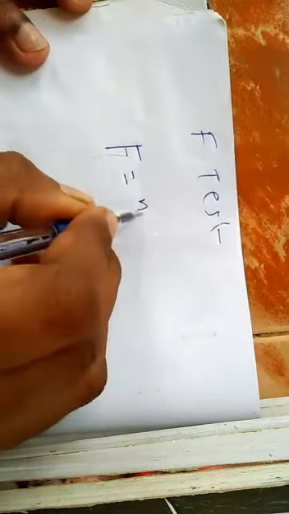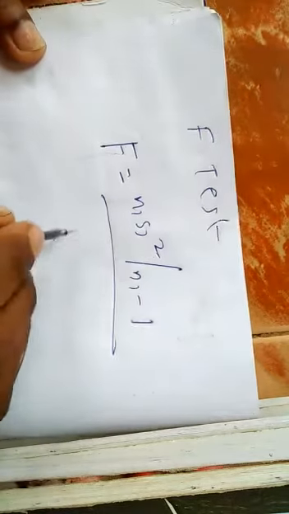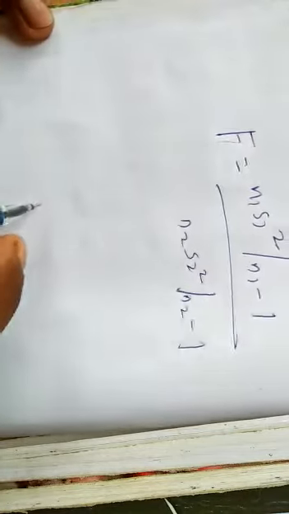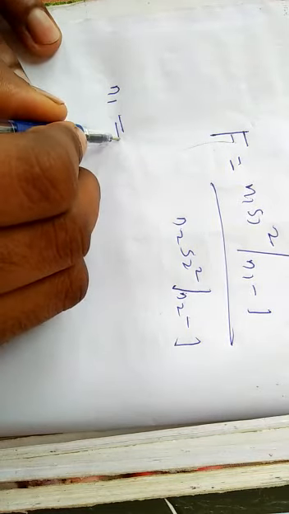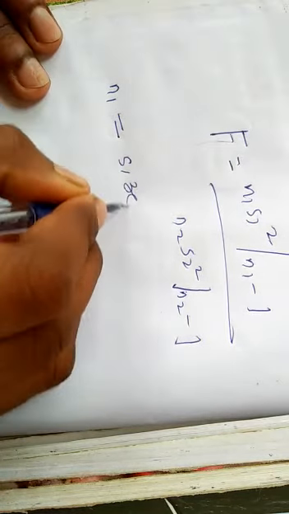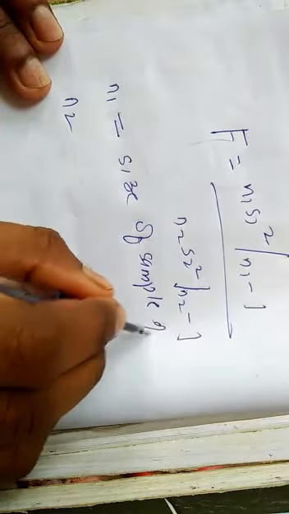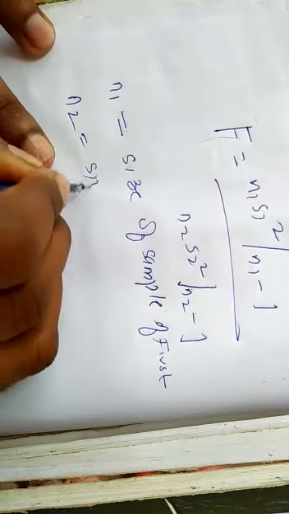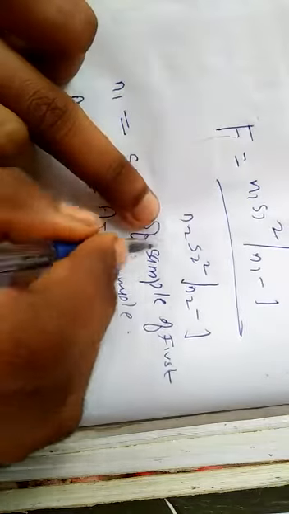That is S1 square divided by n1 minus 1, whole divided by S2 square divided by n2 minus 1. n1 is the number of samples or size of sample, the size of the first sample. n2 is the size of the second sample.